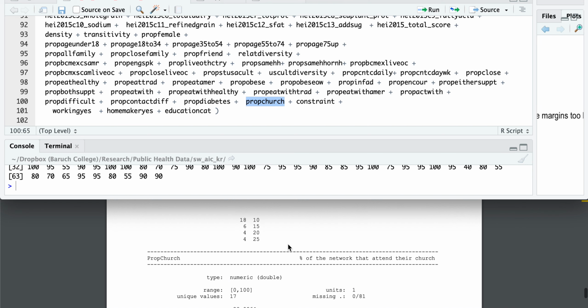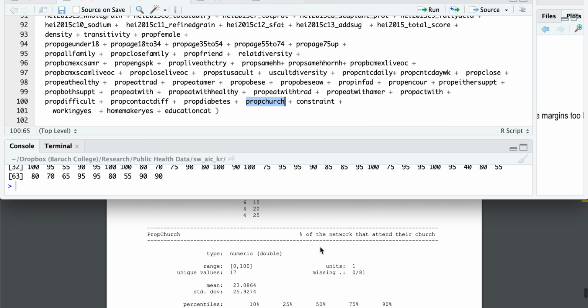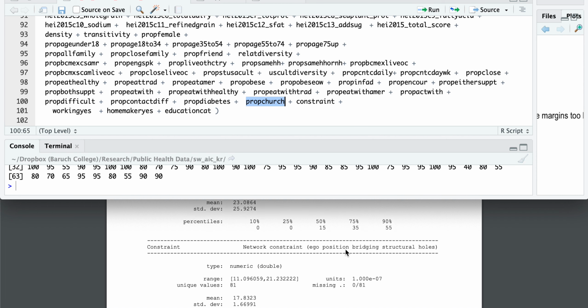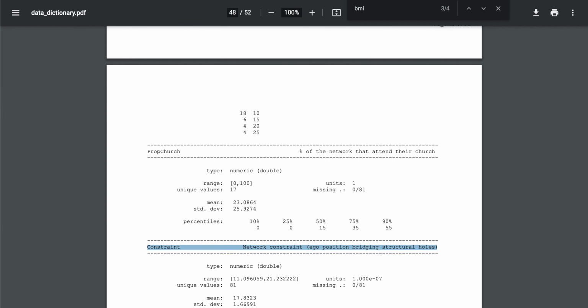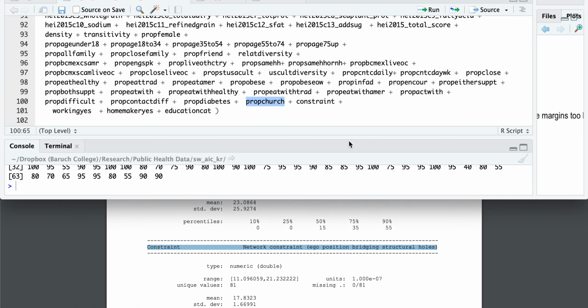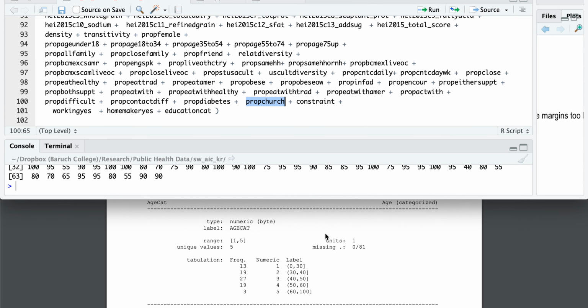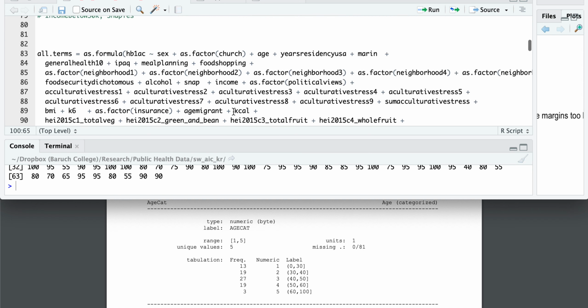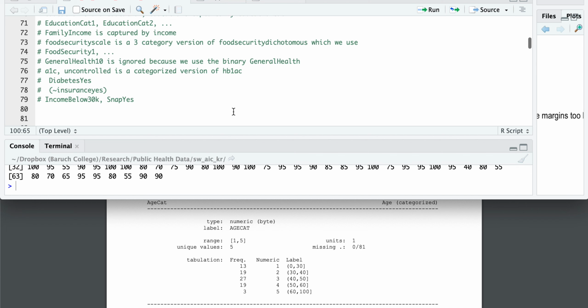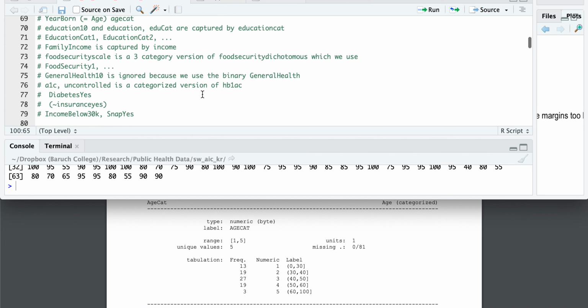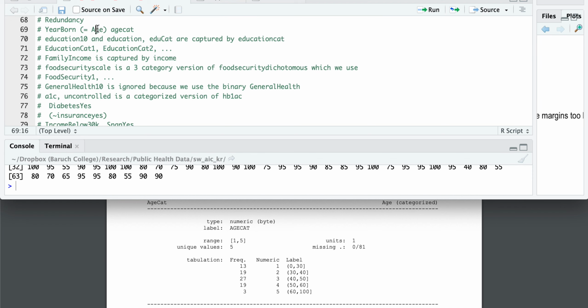Okay, now we're moving to different kinds of network that attends church. Network constraint ego positions. I don't remember what this is. Age category. Well, we have age, therefore we ignore age category. Where is it? Okay. Age.